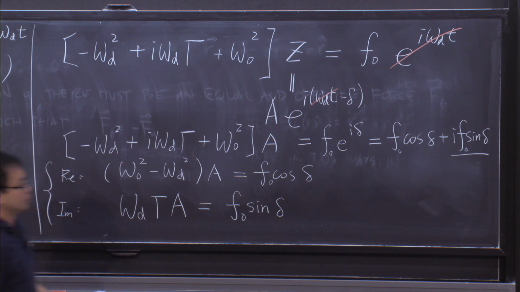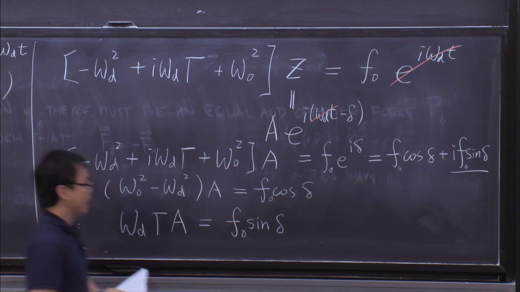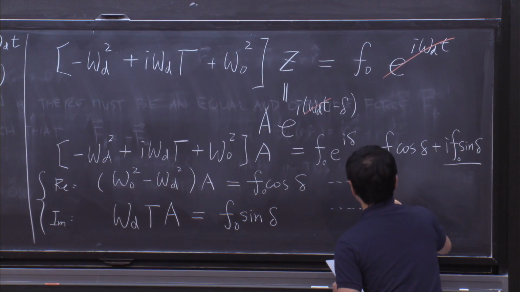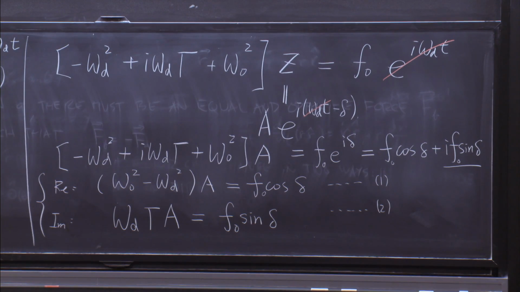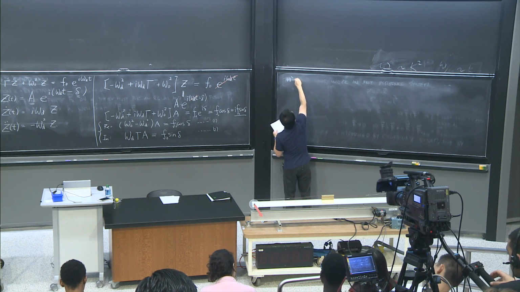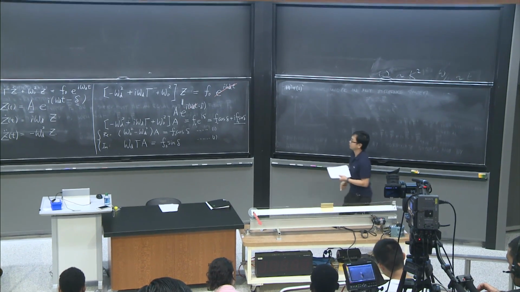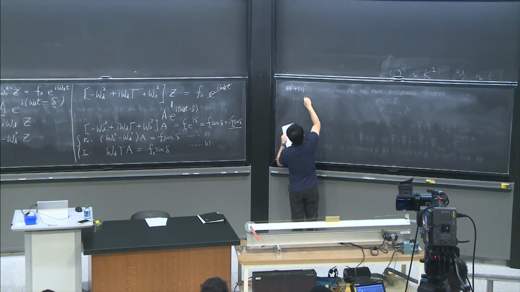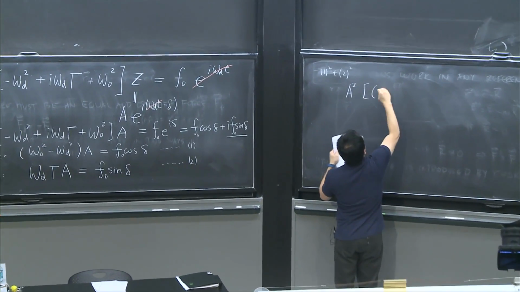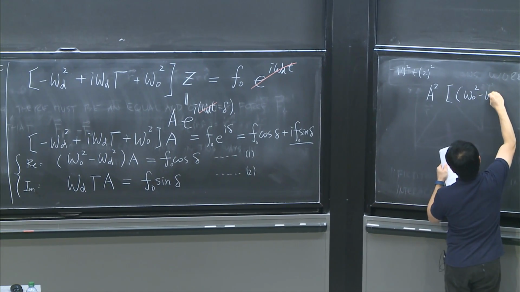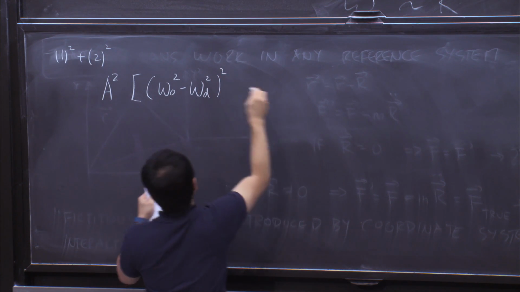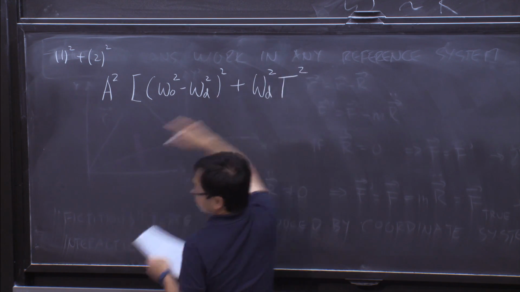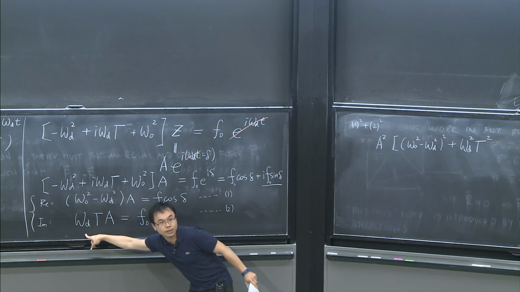Now I have two equations and two unknowns, so I can easily solve for A and delta. I call this equation number 1, and this equation number 2. Now I can sum the two equations in quadrature, and the left-hand side will give you A squared times ((ω_0 squared minus ω_d squared) squared plus ω_d squared gamma squared). That last term comes from the second equation.